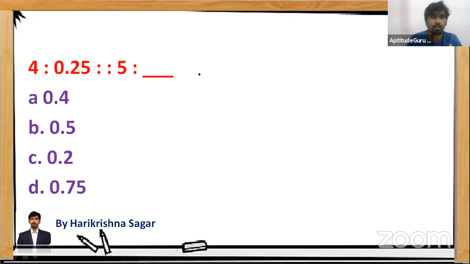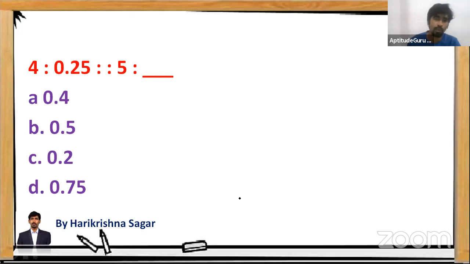What is the answer for the question? Yes, good response from the students. So 4 becomes 0.25. What is the logic I am trying to observe here? 4, this is a standard pair. Always look at the reference pair. Understand the logic, then you can proceed with your answer choice.